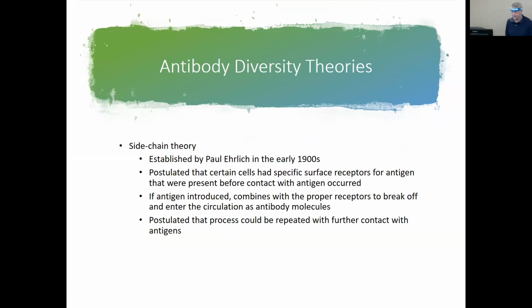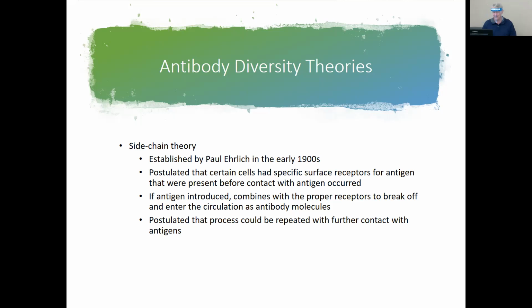So you'll see stuff like the side chain theory, and it was by Ehrlich in the early 1900s. And he said, well, let's postulate certain cells have specific surface receptors for the antigen that were present before contact with the antigen occurred. So he came up with this idea, which proves right, that the cell actually has receptors to the antigens, and the antigens can bind to those, right? We know those as, right? Hopefully that makes sense.